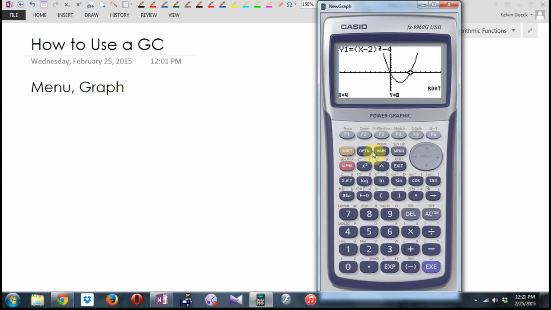What else? Can you go G-solve again, which is Shift F5? Did I start recording? Good. What's the next one? So that would be the highest point that this graph gets.